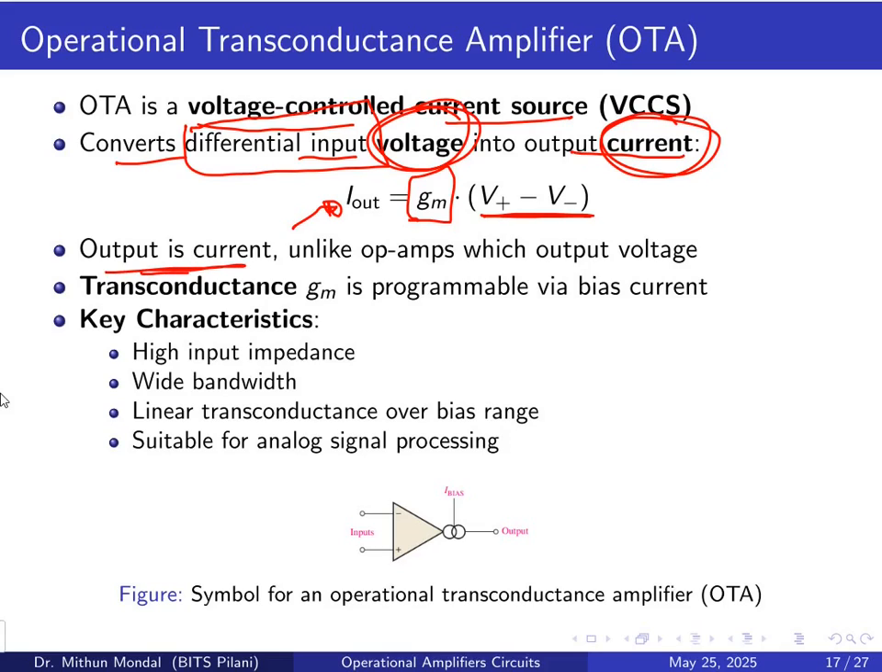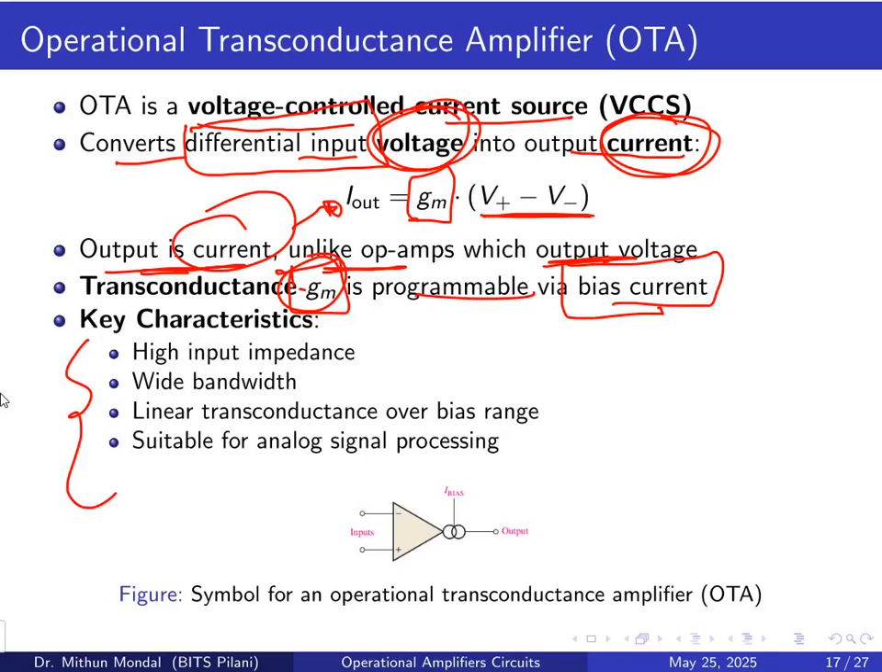So output is basically a current, unlike the op-amp where you get the output as voltage. In the normal op-amp, we get the output as voltage, but in this OTA circuit, we will be getting the current as the output, and the transconductance GM is programmable via the bias current. Bias current we have discussed, transconductance we have discussed in the fundamentals. Now, these have key characteristics: high input impedance, wide bandwidth, linear transconductance over the bias region, and it is suitable for analog signal processing.